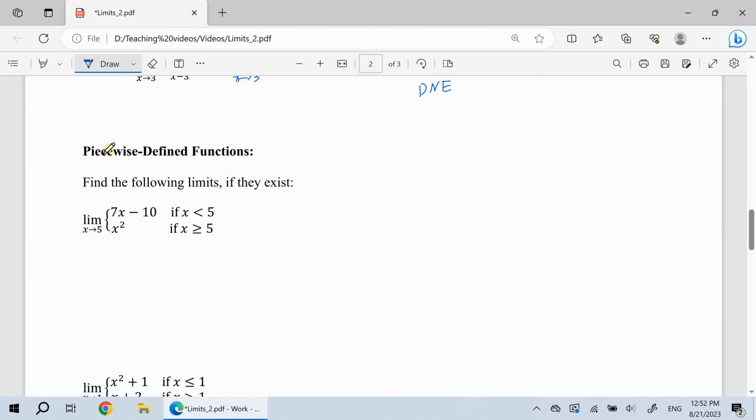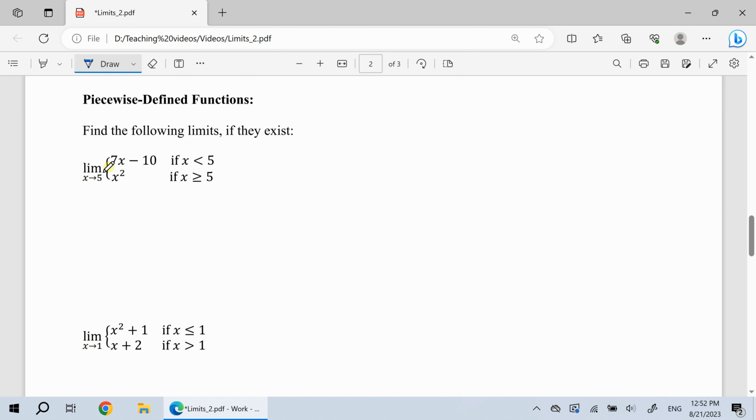Next, for the piecewise defined functions, these two examples are pretty clear because the given functions are polynomials. So the domain x can be any real numbers. X is approaching 5 from the left side, because less than 5, so it is 7x minus 10, which is 25.